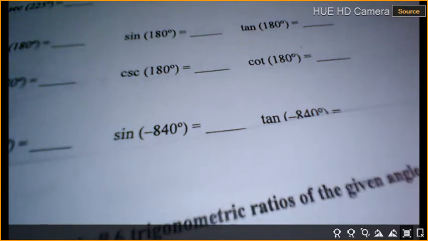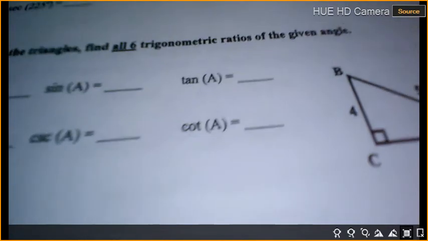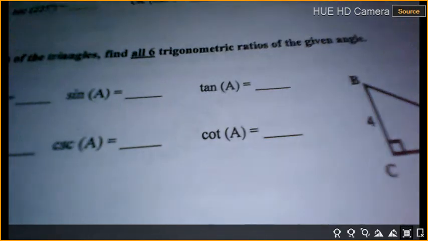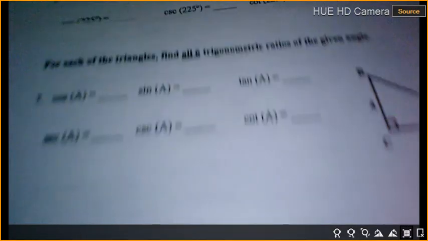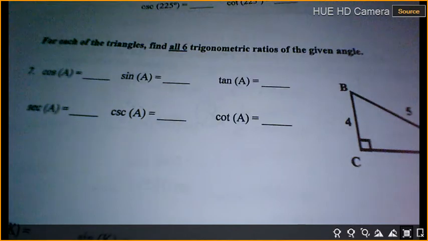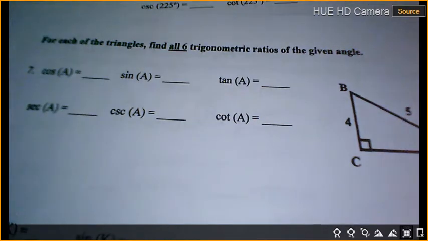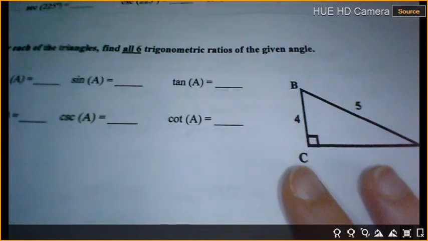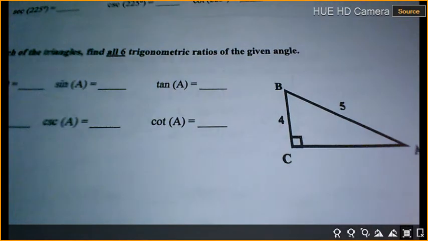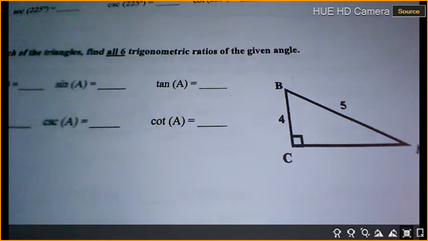We're going to do number 7 on the back. This is very similar to your warm-up, which is why I had you guys do it. So we need to find the sine, cosine, tangent, secant, cosecant, and cotangent for A. But I'm only given 2 sides. So how am I going to figure out the third side of this right triangle?